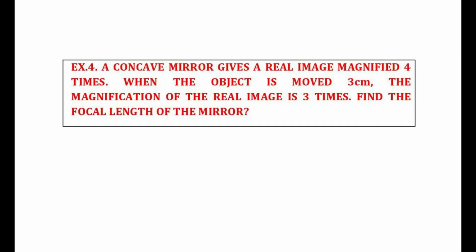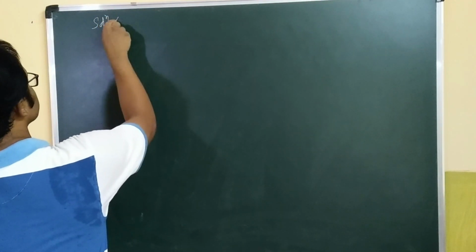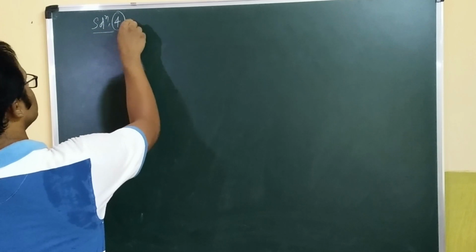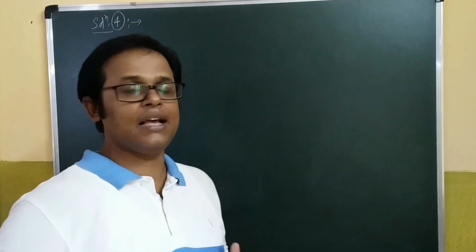A concave mirror gives a real image magnified 4 times. When the object is moved 3 centimeters, the magnification of the real image is 3 times. Find the focal length of the mirror. Again, the question is very clear, so let us try to solve it. You can definitely pause the video here and solve or attempt by yourself. This is the 4th problem of this class.